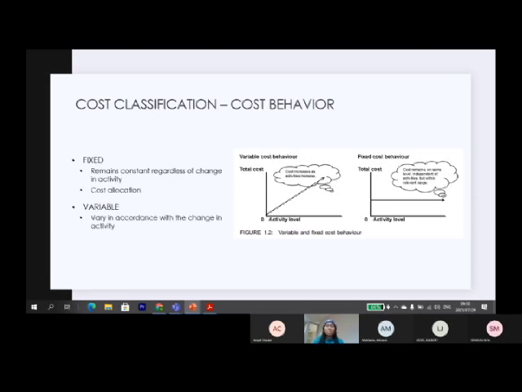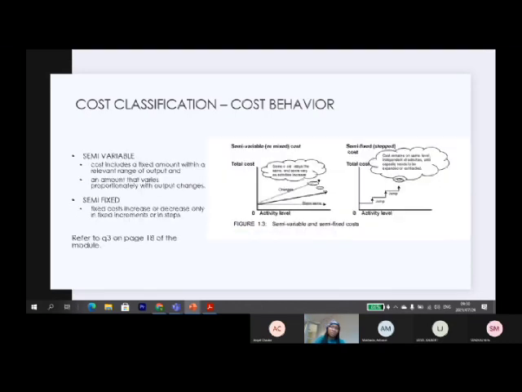So be alert: fixed remains constant regardless of the activity that happens. Variable goes along, so it's directly proportional to what happens in the activity. If the activity increases, it also increases. Okay. Then your cost can behave in another way, where it's mixed. This is the case where it is semi-variable or semi-fixed.